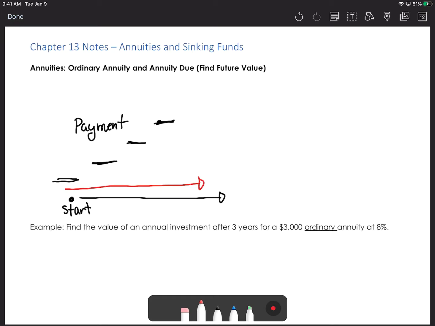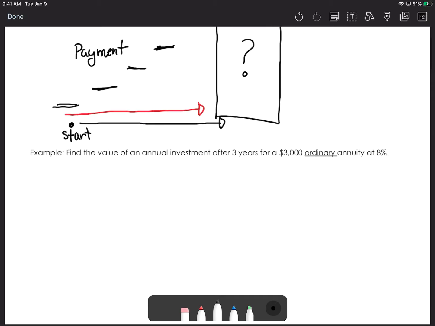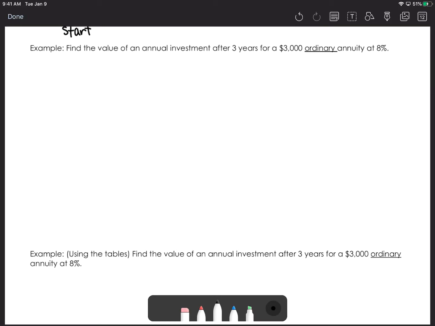And as we work left to right, if those payments are going up, that means you're saving money and you're going to grow your account into a bigger lump sum. Now, if you're looking for what that bigger lump sum would be after saving up all those payments, then you're going to use table 13.1 in the student handbook. So that would be the next column. Okay, so just like before, I'm going to show you how this works by hand, and then I'm going to show you how you can use the tables.